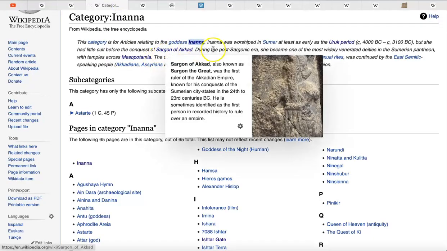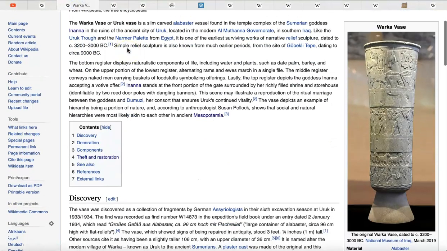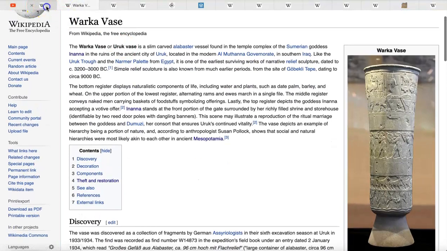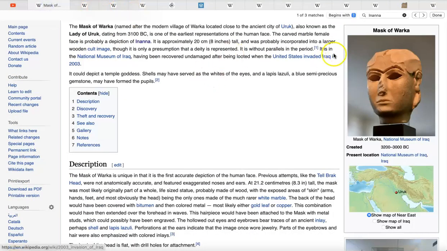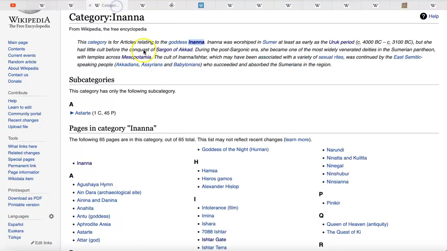Inanna. Sargon of Akkad. Mesopotamia. Akkadians. And so this cult of Inanna, I'm telling you, the art is telling us what's going on. If this is her, okay, then this is her. It probably is her, because remember, they're basing that off of where they found it. And this definitely probably is her, okay? And this cult lasted, what, almost a millennium?